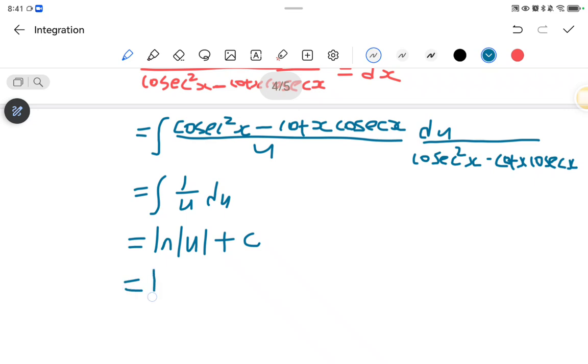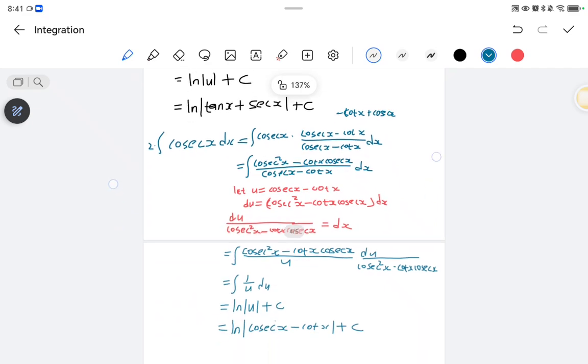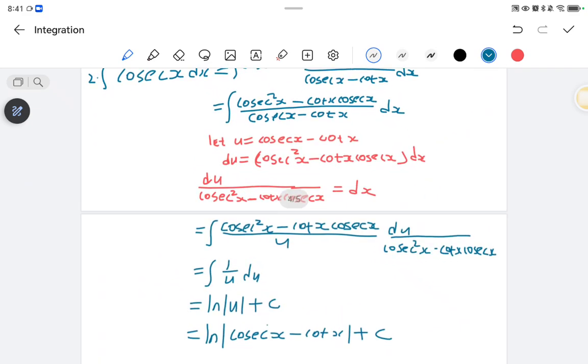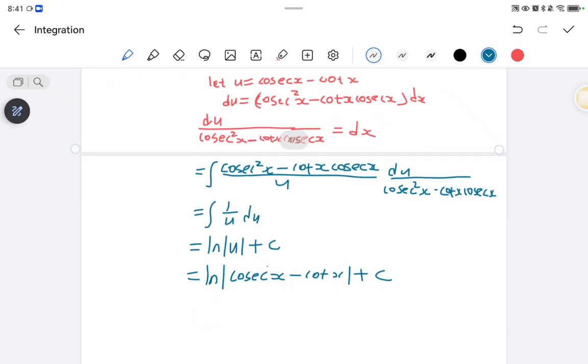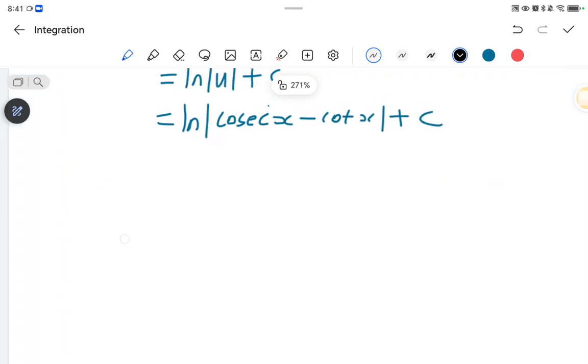And this will be equal to ln of cosec x minus cot x, as our u. You see, right? And that will be the integral of cosec x. Any question? If you have a question, you can ask, then we'll see what we do. Now we know how to integrate such a case, right? So we can come to integrating this. If there's no question, we can come to this integration.